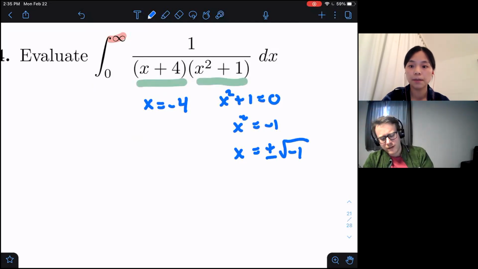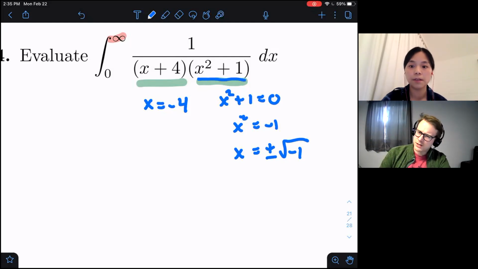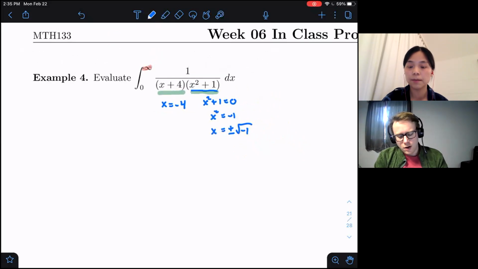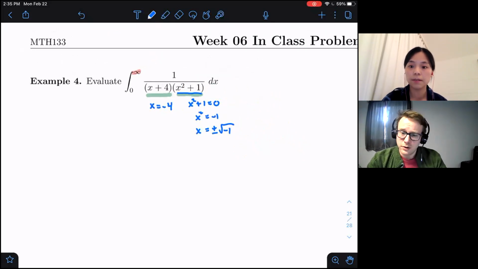Of course, you could also have just looked at this and said, well, you have something squared, and then you're adding 1 to it. The smallest that can ever be is 1. There's no way you're going to be dividing by 0 with that thing. And so we don't have any other discontinuities that we need to be worried about. It's just really that infinity that makes this improper.